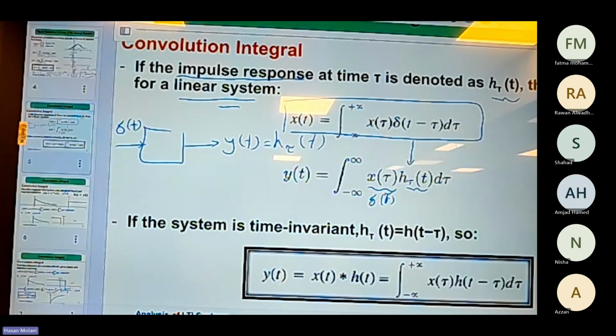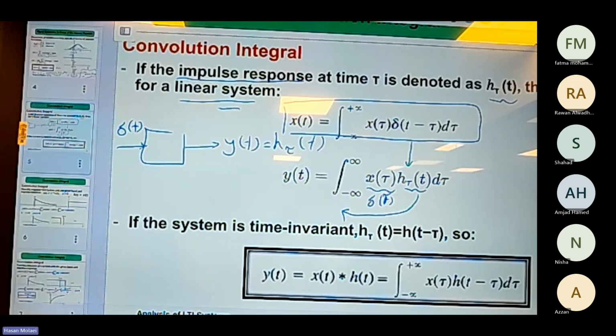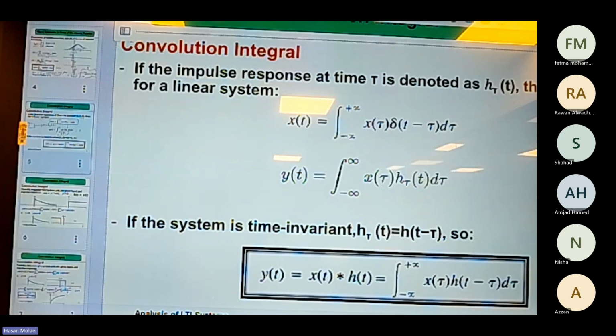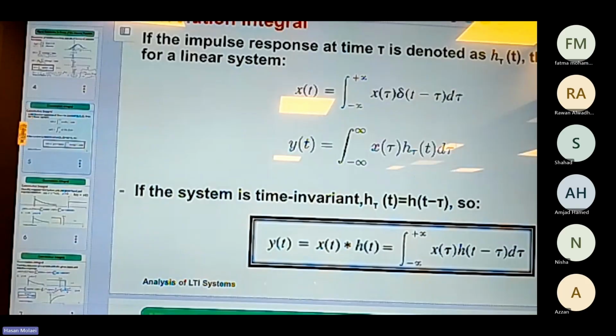This one is independent of tau, so I can easily take it out, and the integral of delta would be 1. For any input, since I can easily swap h(t) and x(t) because that's a linear system, I could write any response with this expression.